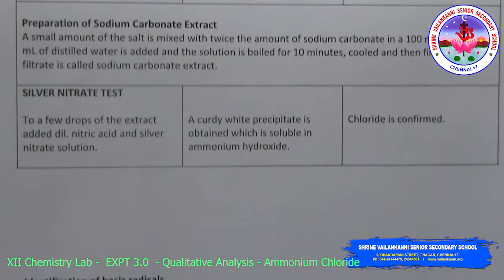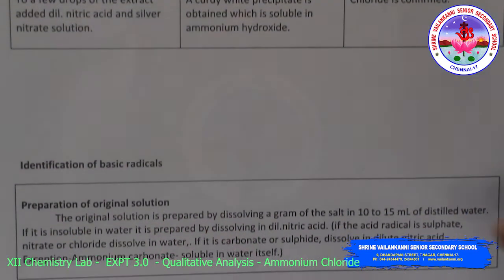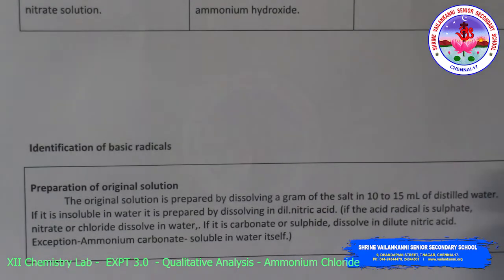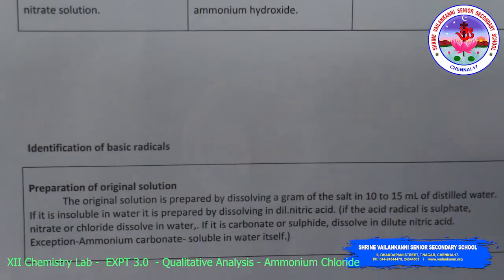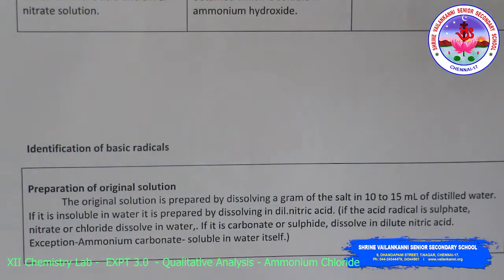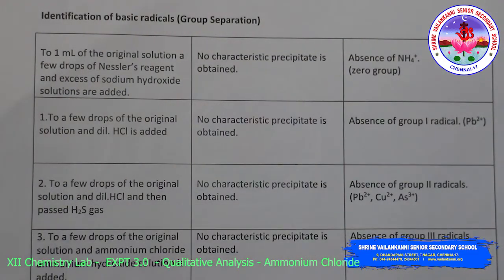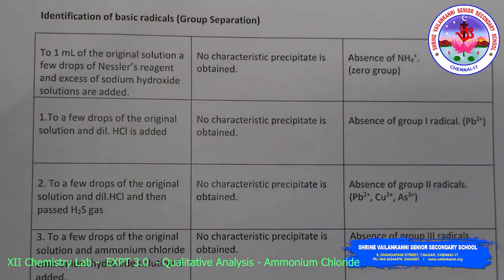Then identification of basic radical, preparation of the original solution. Already I said how to prepare the original solution: some amount of substance, add water, that is called original solution. After confirmation of chloride, you have to directly do the basic radicals, that is group separation, identification of basic radicals, also called group separation.